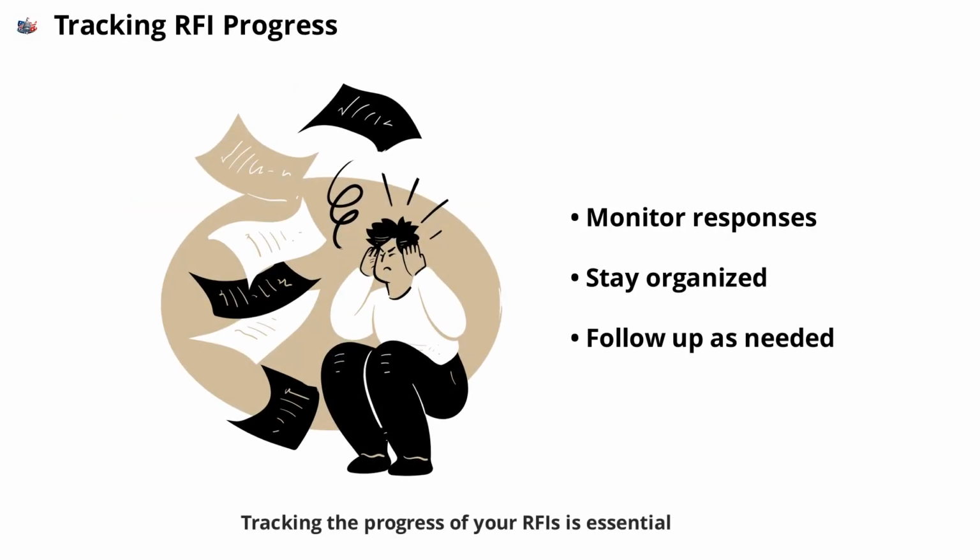Tracking the progress of your RFIs is essential, especially when dealing with multiple recipients. Use spreadsheets or project management tools to monitor who has responded, what information has been provided, and any follow-up actions needed. This helps keep the process organized and ensures nothing falls through the cracks.